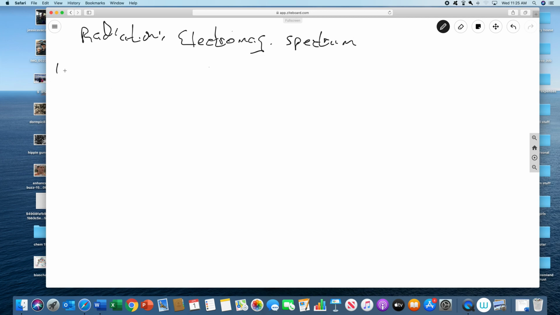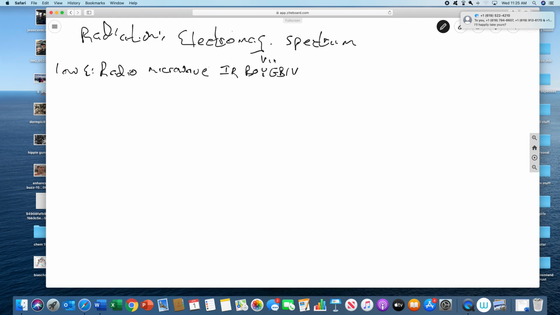Just to remind you, the low energy end, that's like radio frequency, stuff like that. There's microwave. Then there's infrared. Then there's the visible region, red, orange, yellow, green, blue, indigo, violet. That's the visible region. Then there's, of course, ultraviolet, X-rays, gamma rays, and so on.